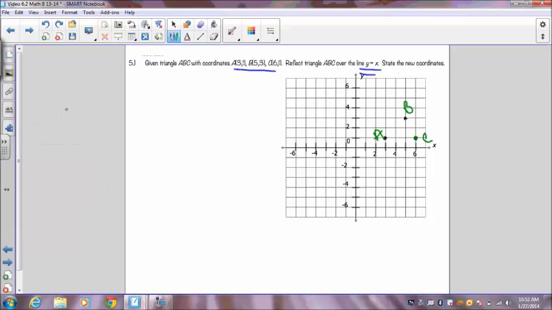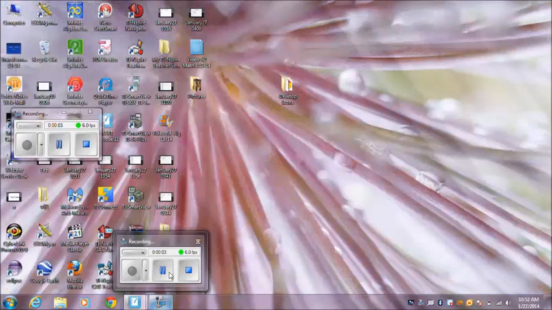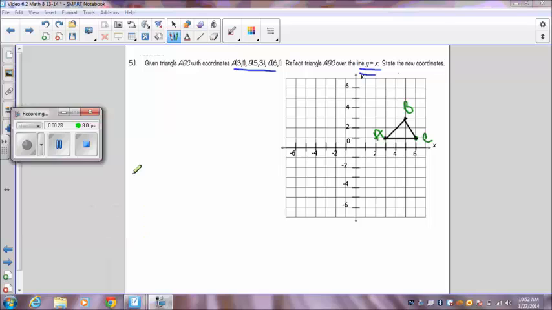Okay, so now that I have graphed this out, I need to make sure that I connect it because it's a triangle. So I'm going to connect my dots so that I can get my actual triangle right here. So here's my triangle. Now, since I want to reflect it over the line y equals x, it's going to look different than anything that I've done before. So what I'm going to have you guys do is take a look at this example that I'm about to show you.